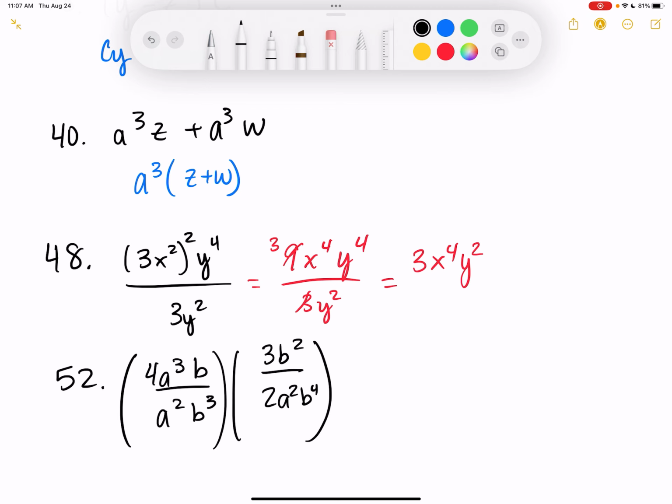All right, suggestions on where to start with this. So we could move A to the top for the first fraction and then B to the bottom.